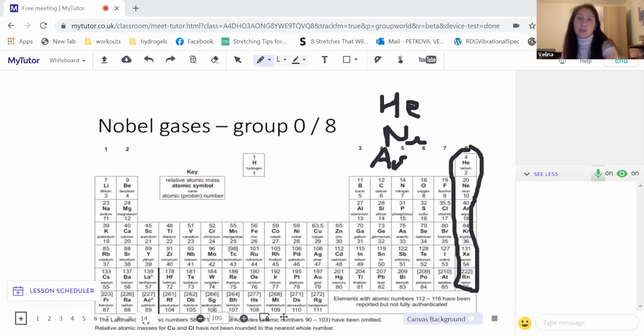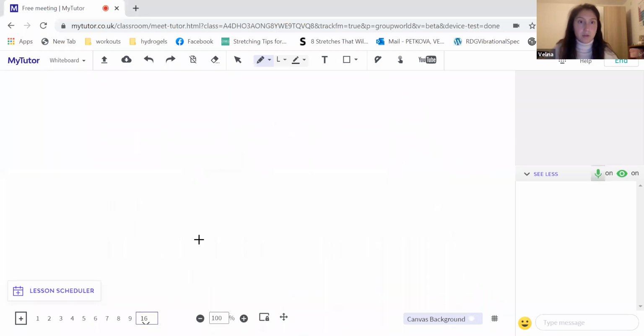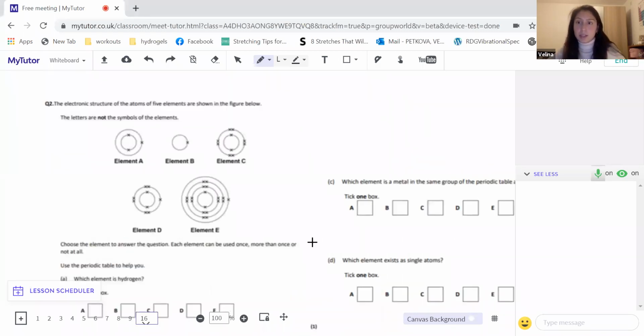So what are the noble gases? We'll explain it in one sentence. Very stable elements that do not want to react as they have a full outer shell. Okay, so yep, that's all you need to know for noble gas. Now let's try going over some past paper questions.